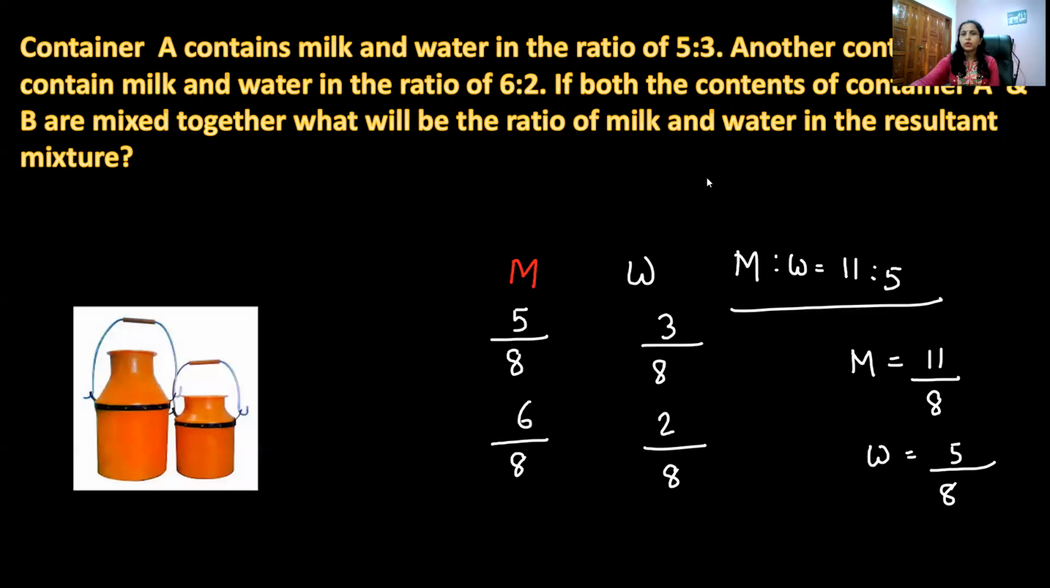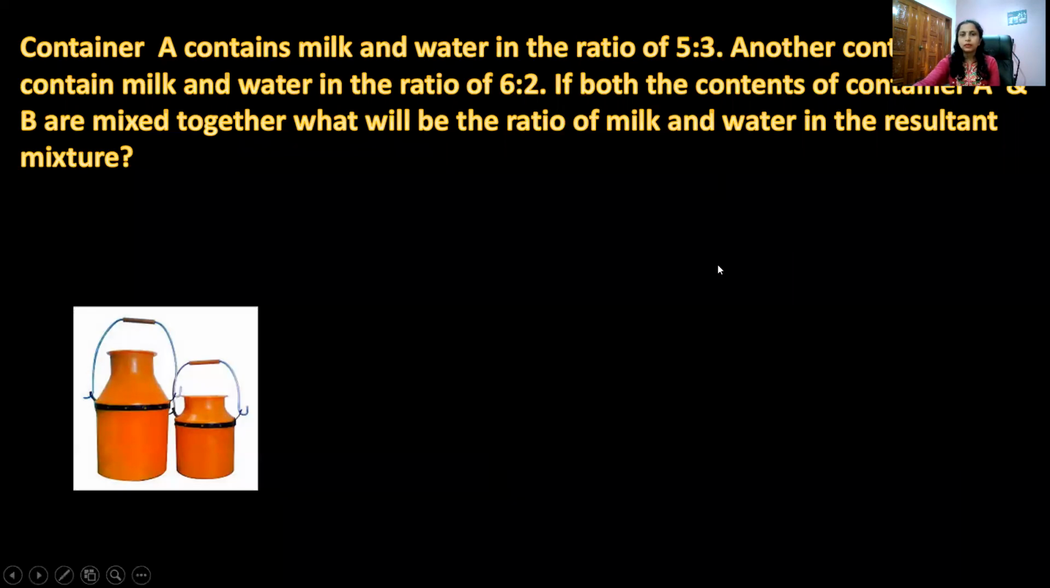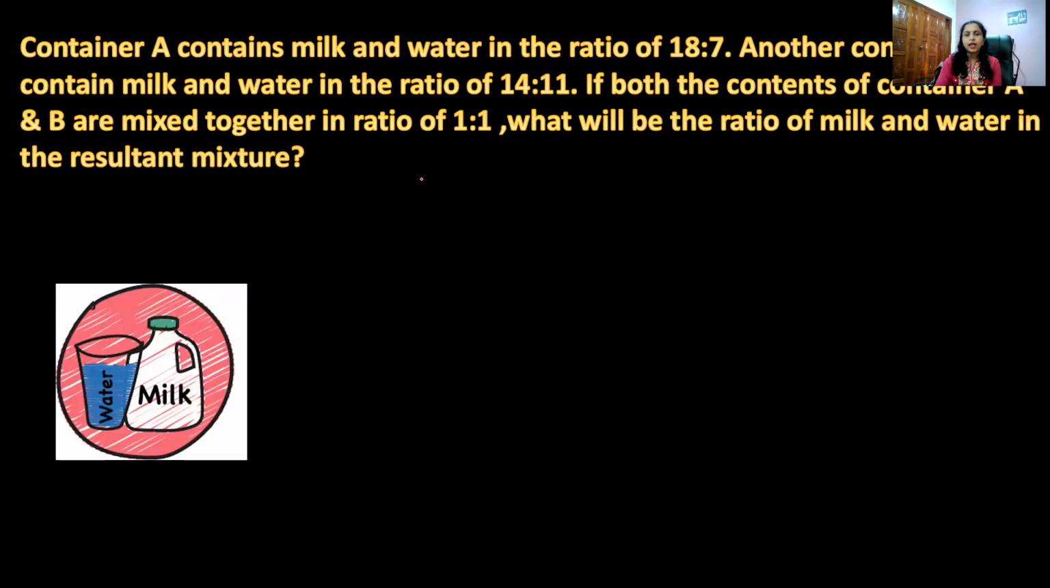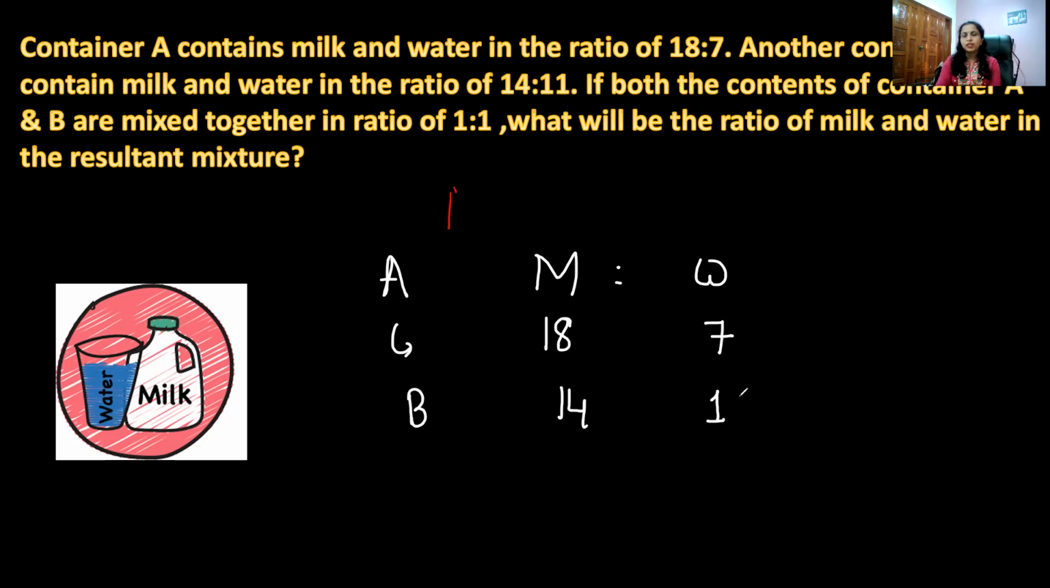Let's go to the next question. Container A contains milk and water in the ratio of 18:7. So what do we have? Container A where milk and water are 18:7. Okay, this is our container A. And then container B has the ratio 14:11.